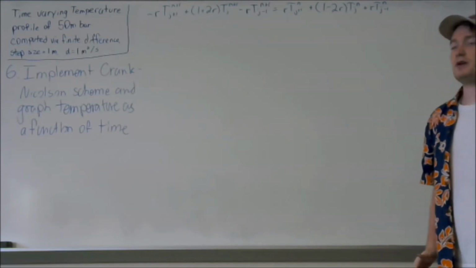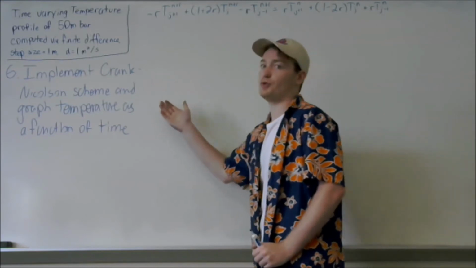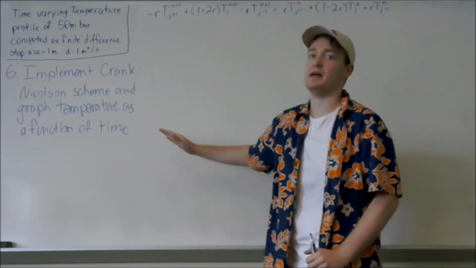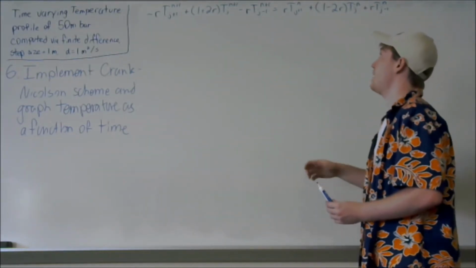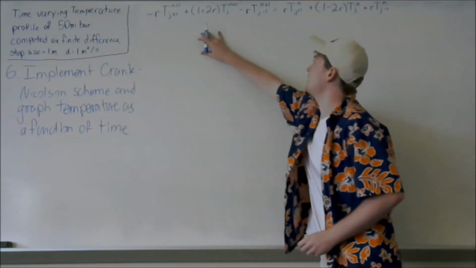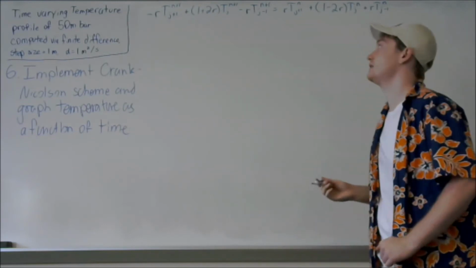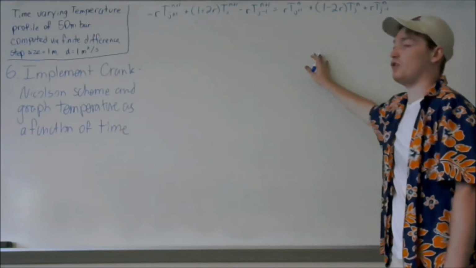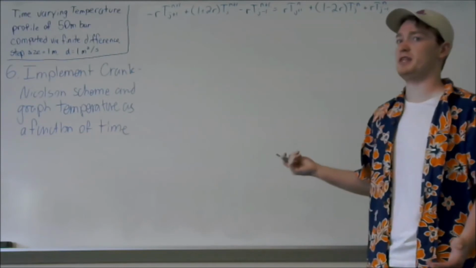So for the final part of this question, what we want to do is implement our Crank-Nicolson scheme into Google Collaboratory and graph the temperatures as a function of time. This isn't Google Collaboratory, however. Before we go there, I want to show how we're going to solve this. What we have here first off is our Crank-Nicolson finite differentiating scheme, and I want to explain this a little further before we get into Google Collaboratory, with an example.